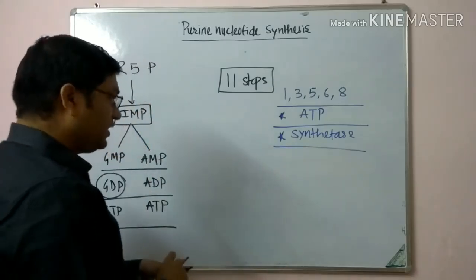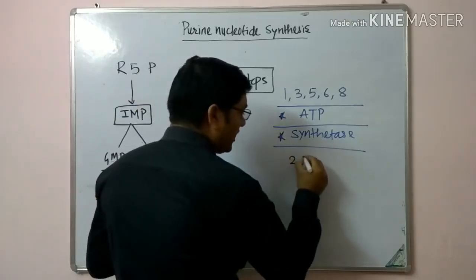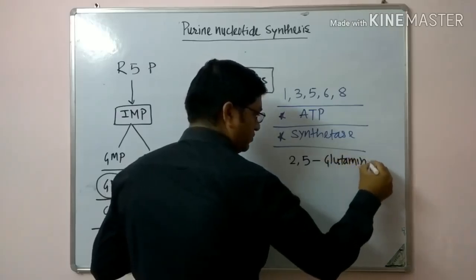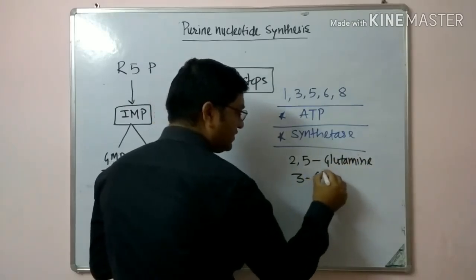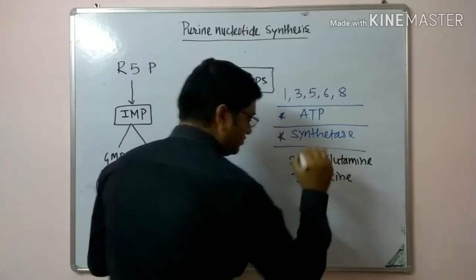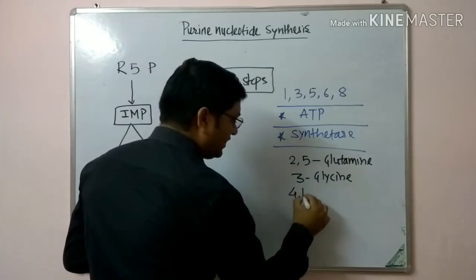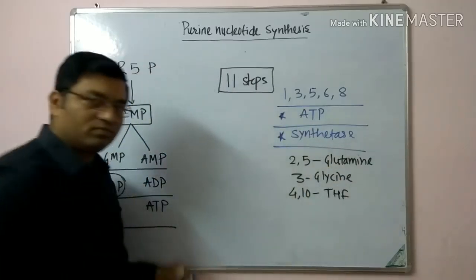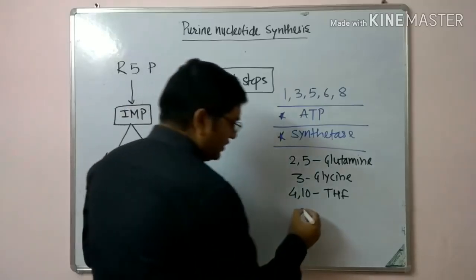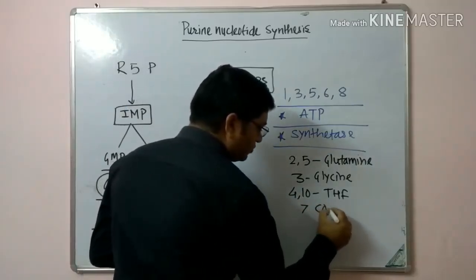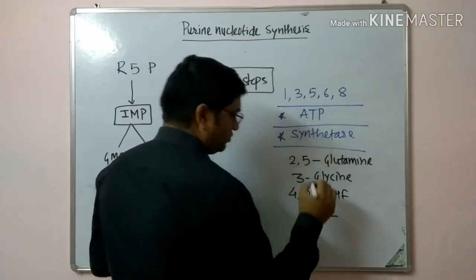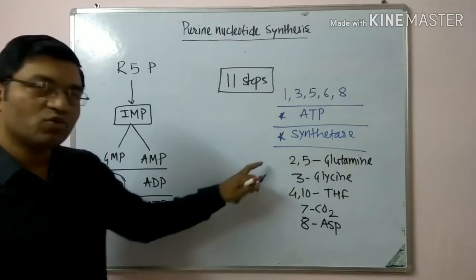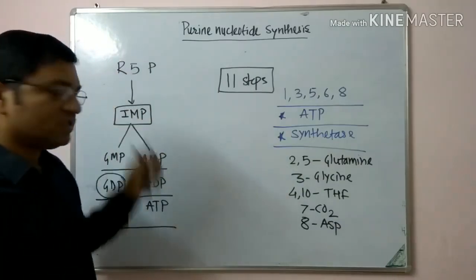enzyme. Then steps 2 and 5 require glutamine. The third step requires glycine. The fourth and 10th steps require tetrahydrofolate. Then the 7th step requires CO2 and the 8th requires aspartate. So in this way you can remember the steps in the IMP synthesis.